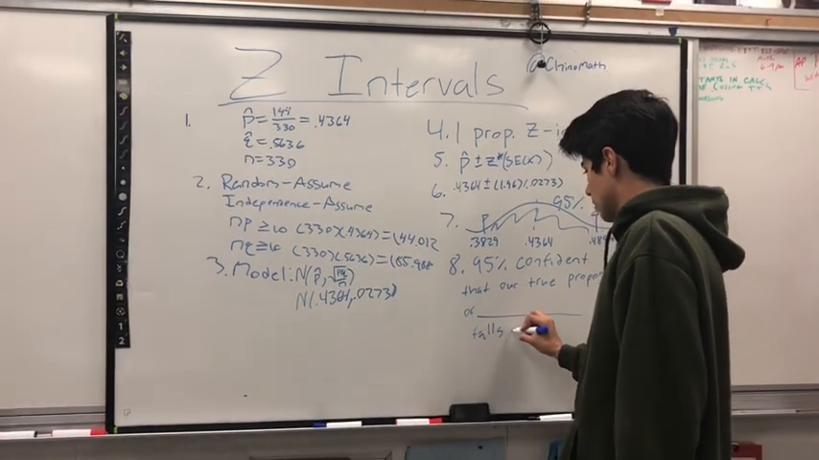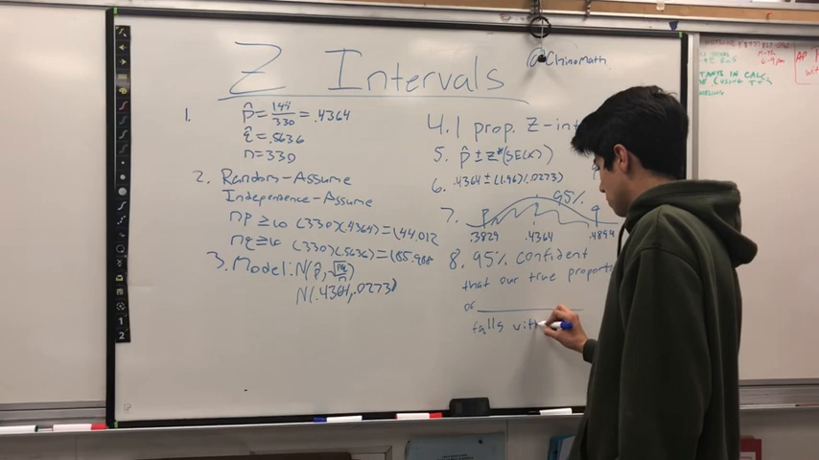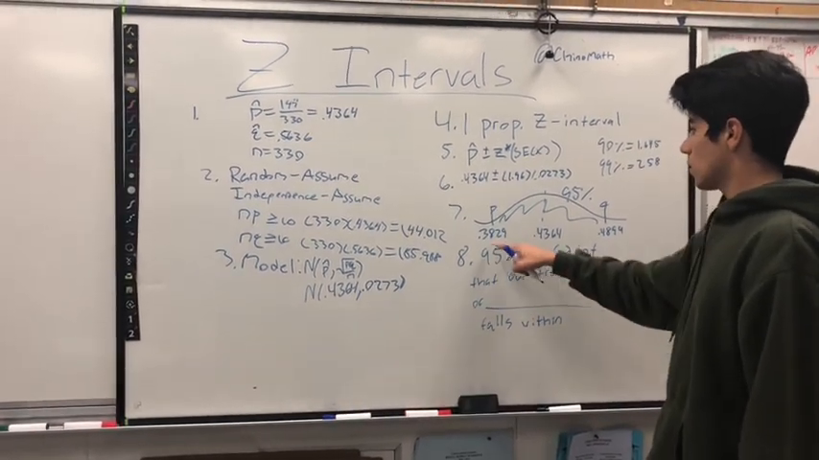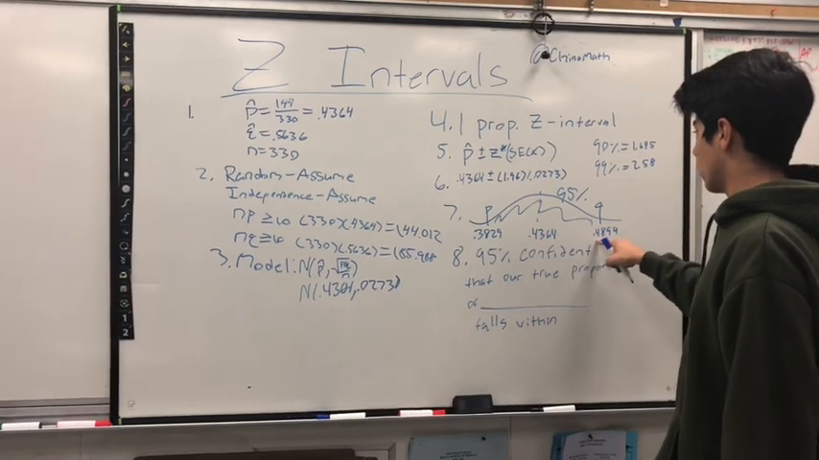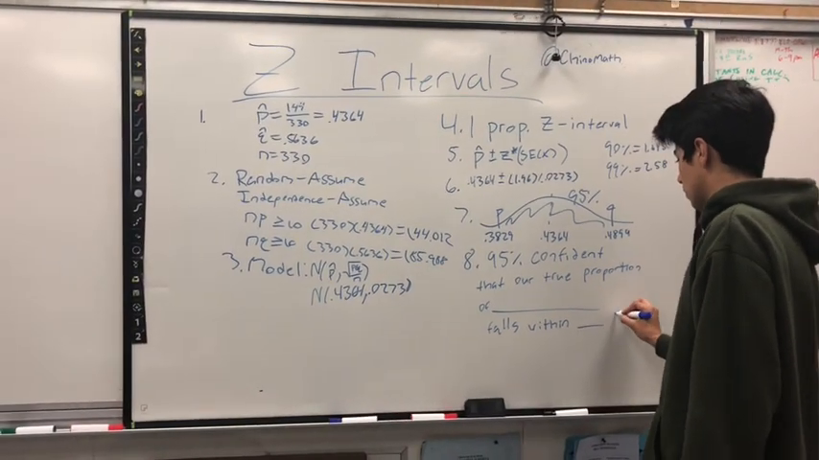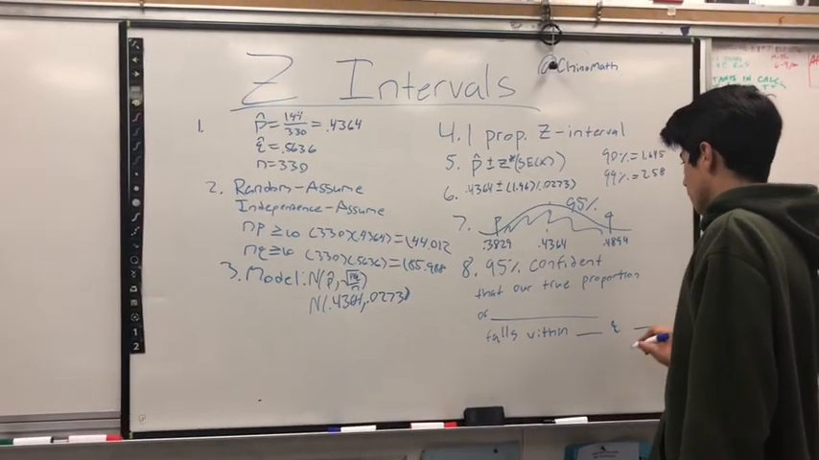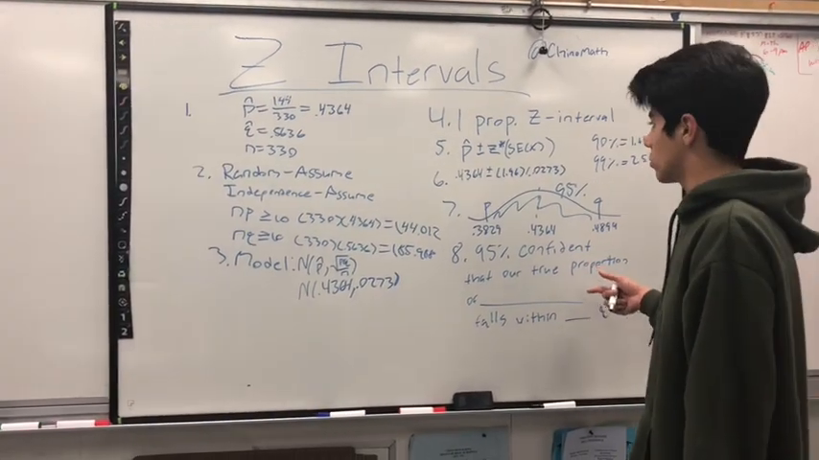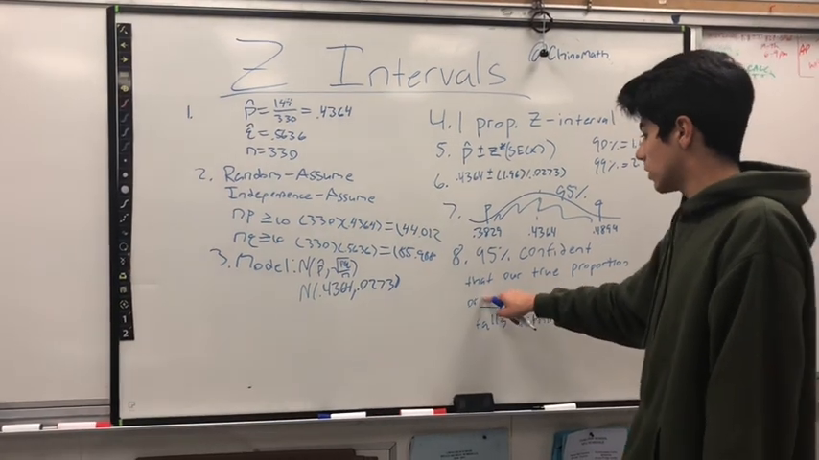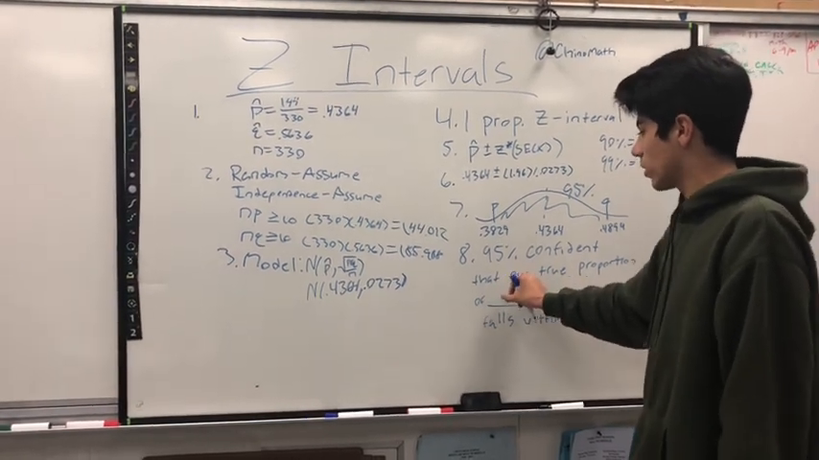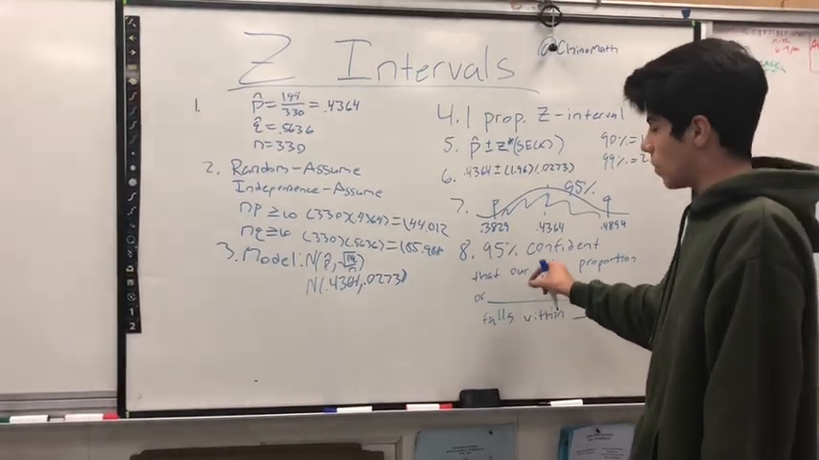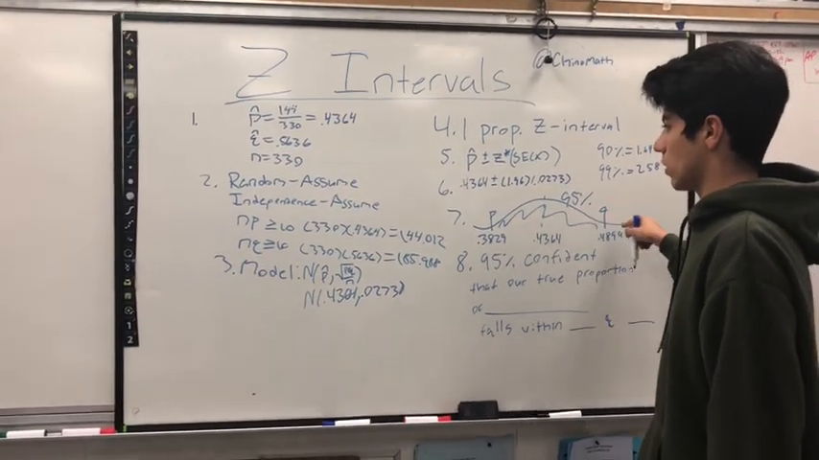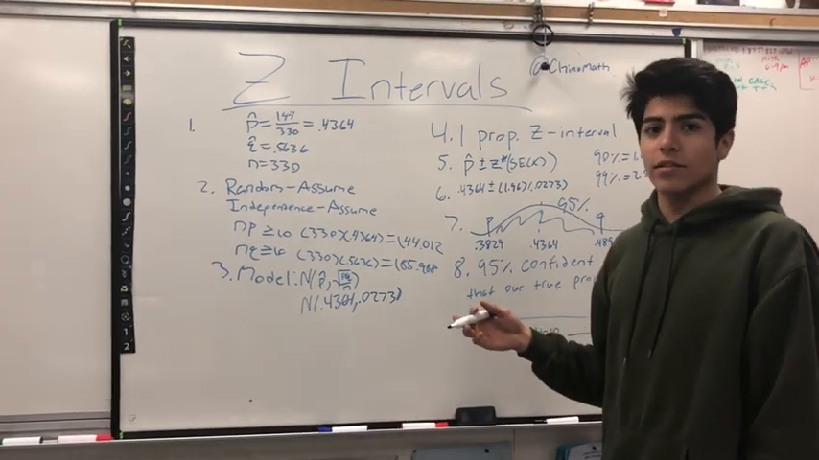This is our little sentence frame that Ms. Margall likes to use for the conclusion. But all you really have to do is list what you're looking for, exactly what proportion of the population you're looking for, and then list the bounds that we found in our calculator using our test. And that's how you construct a z-interval.